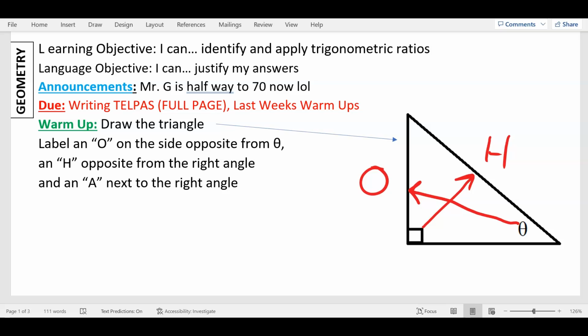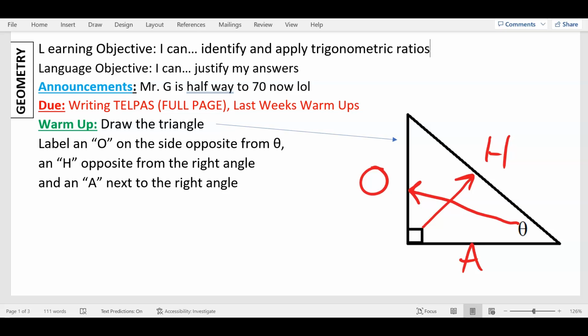And then your leftover is A. Now, here's the word, adjacent. Adjacent just means next to something, right? I'm adjacent to the wall. Adjacent is next door. So what's right next to theta? The last side that's not labeled. Put an A there. O, H, and A.